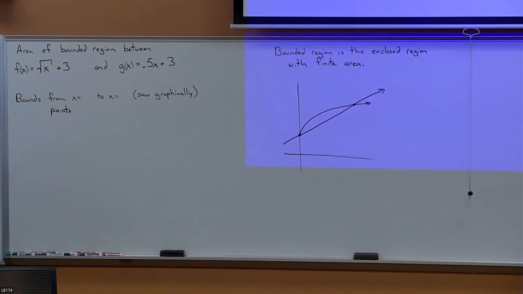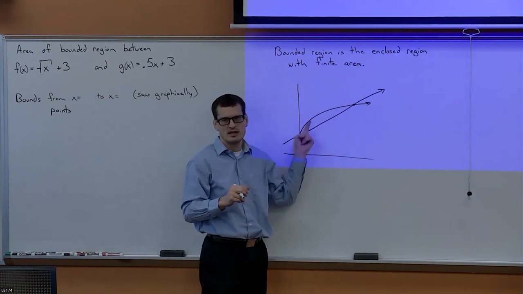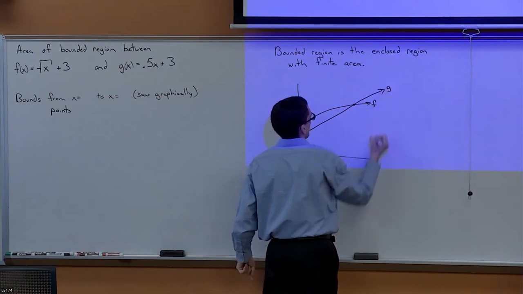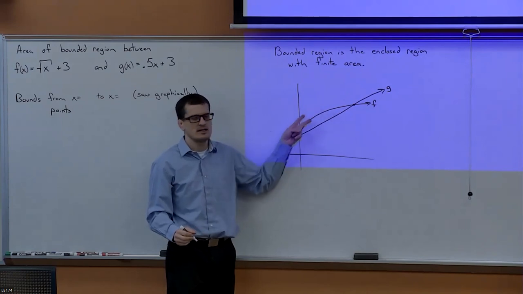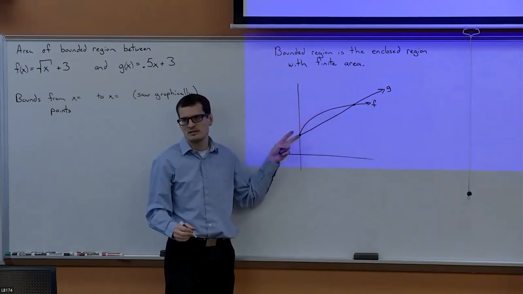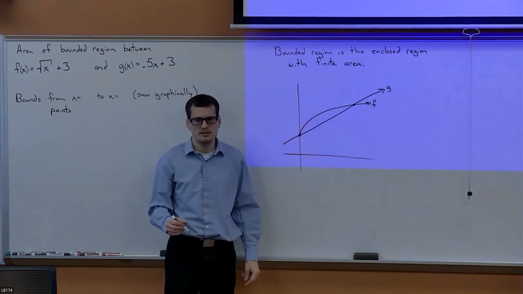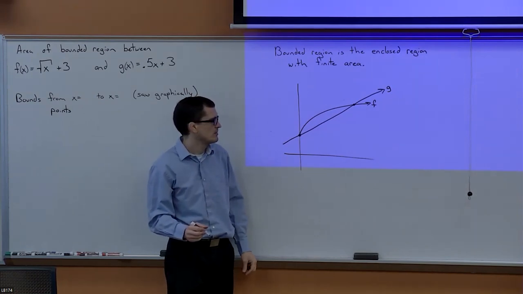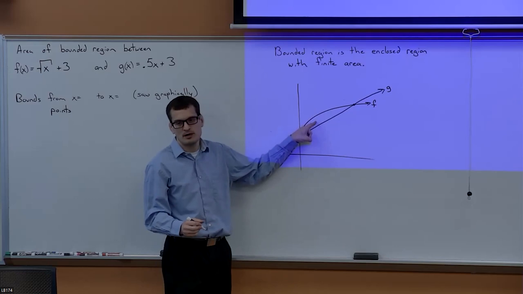All right, let me go through this if you haven't got it yet. So when you graph it, square root of x plus 3 does something like that. So that's my f, here's my g. And we get a bounded region that looks something like this. I didn't draw it really great, but hopefully I'll get the point. And the bounded region is this part.